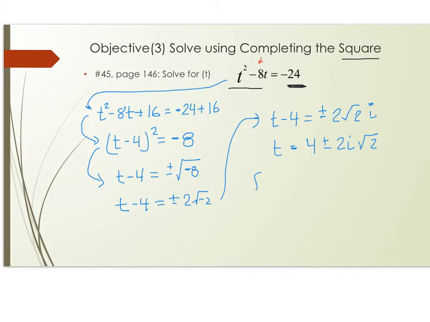Our solution set is 4 plus 2i square root of 2 and 4 minus 2i square root of 2.